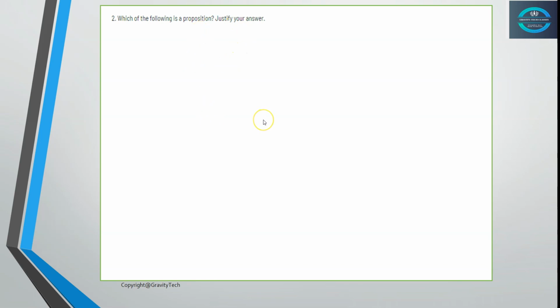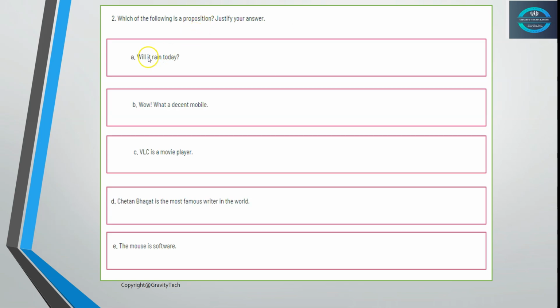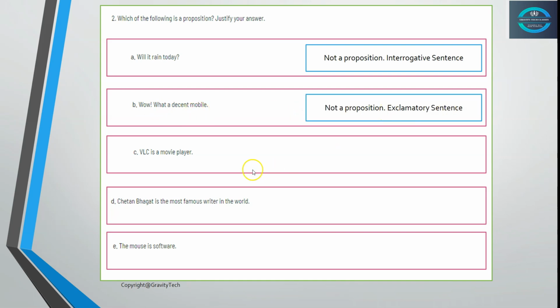Which of the given statements are propositions and which are not? Now see, will it rain? I already said that only an assertive sentence is a proposition, otherwise other sentences are not propositions. This has a question mark, so it is not a proposition, because it is an interrogative sentence. Wow, what a decent mobile. This is an exclamatory sentence, so not a proposition.